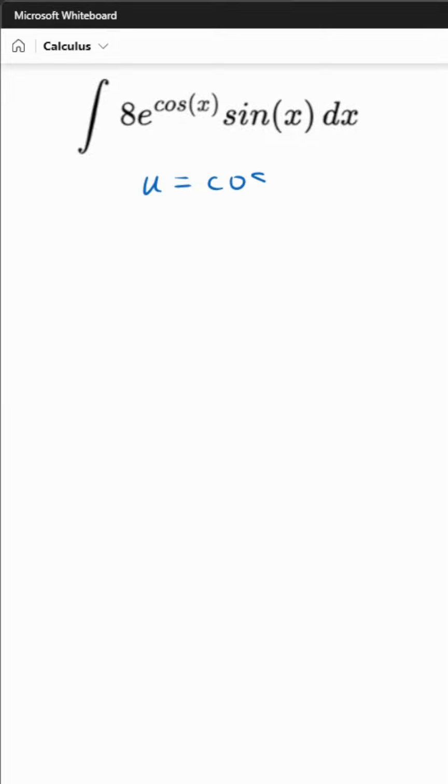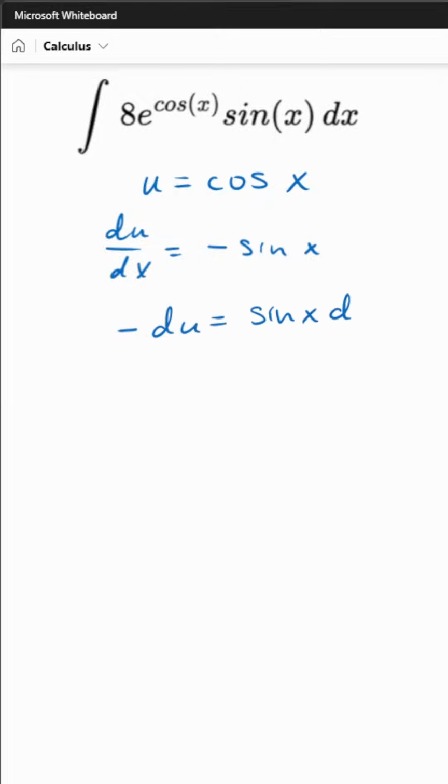So let's go ahead and do that. We'll take the derivative of u with respect to x, which of course is negative sine of x. Remember, we didn't want that negative, so we can take the negative sign and move it to the left, and we can take the dx and move it to the right. And so we're left with negative du equals sine of x dx. Sine of x dx is great because it's what's in the original question. So we can replace that with negative du, and of course we can do our original substitution, which is cosine of x equals u.